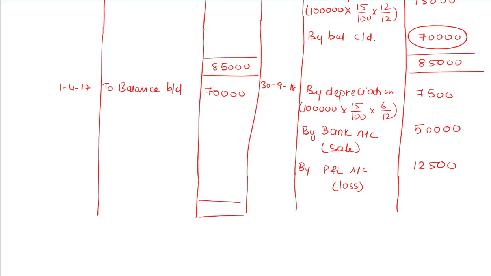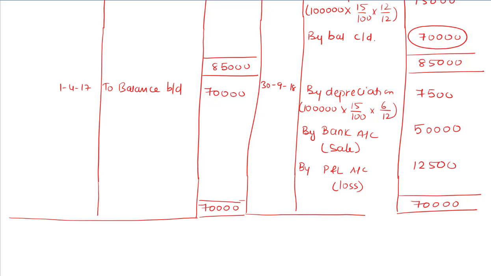Over here it is 70,000. 50,000 plus 12,500 and 7,500. The total is 70,000. So this account is closed. Machinery account is closed over here.